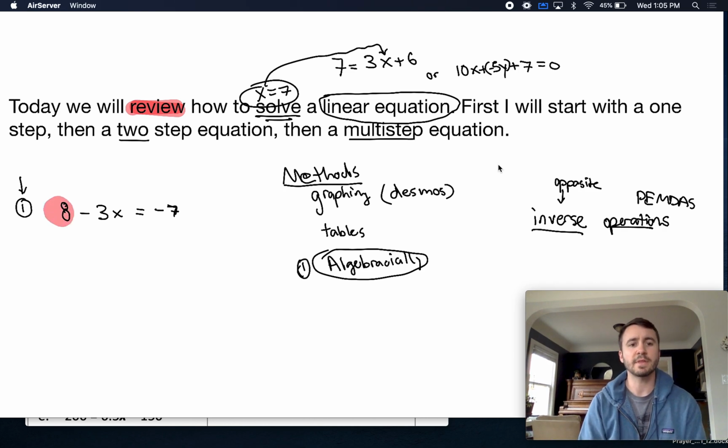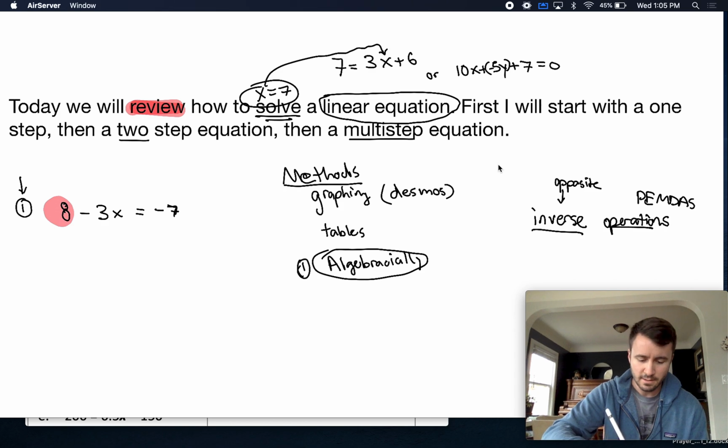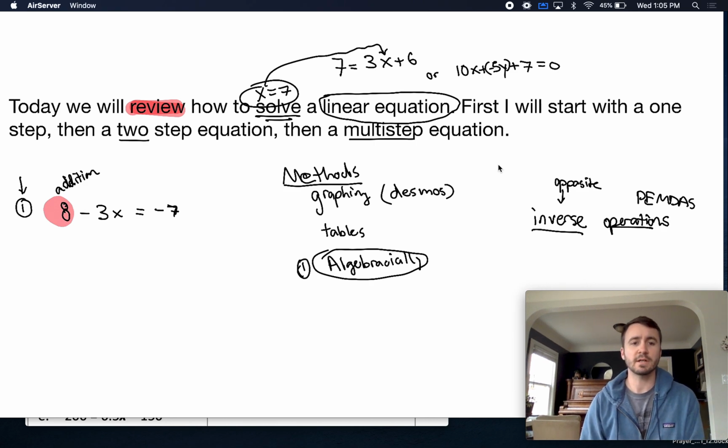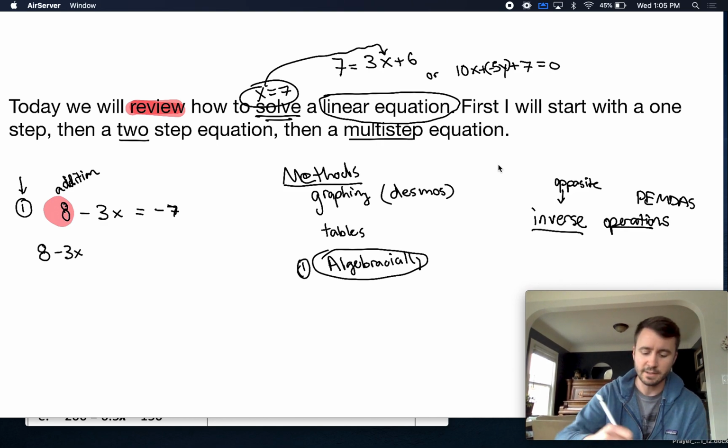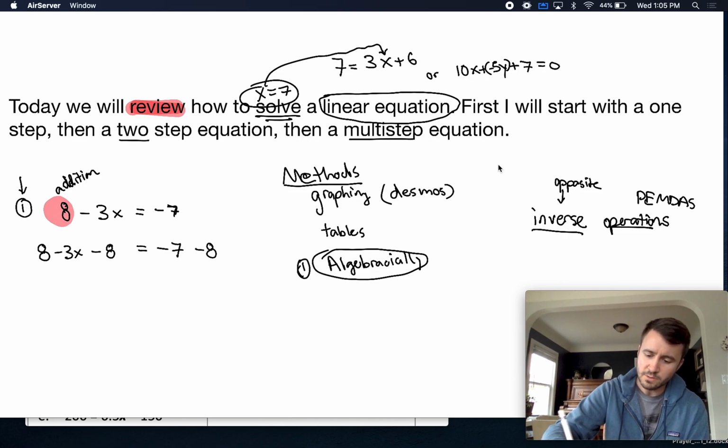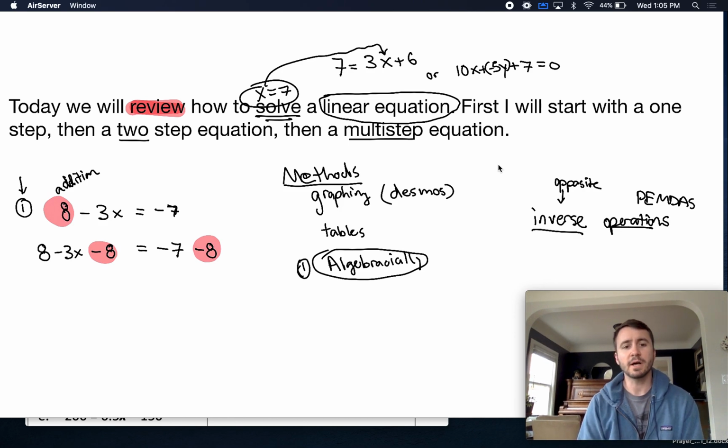The inverse operations mean, for instance, if you notice in this equation, we are going to undo this 8 here, and remember that 8 is being added. So this is currently showing us addition. Using the inverse operation, instead of using addition, we're going to use subtraction. So we take the 8 minus 3x, which is currently on that side of the equation, and we subtract 8, then we have -7 minus 8 here. You'll notice that I use the inverse operation here and here to undo that positive 8.